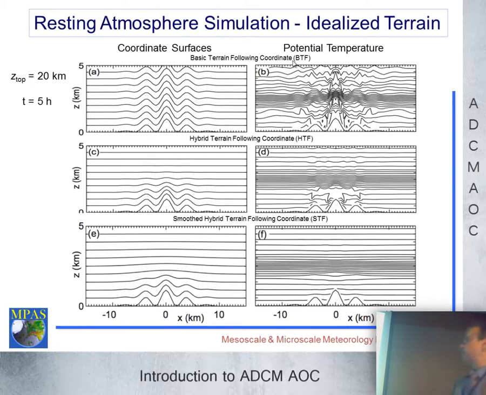And by smoothing the coordinate more, making it more horizontal quickly, and also making the scales longer, you actually improve that situation quite a lot. So now you can get much more accurate horizontal pressure gradients closer to the surface.